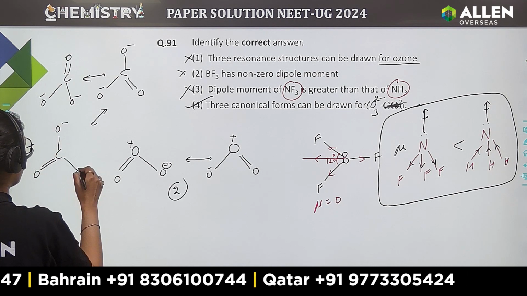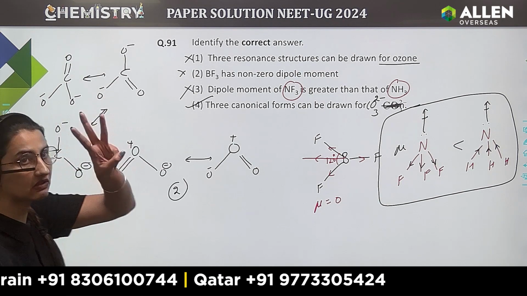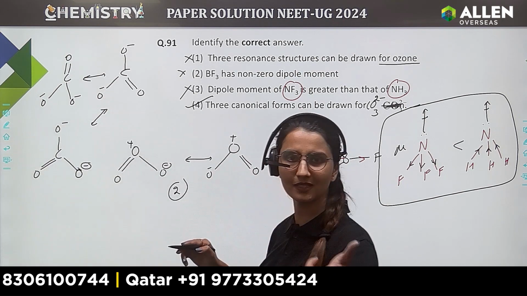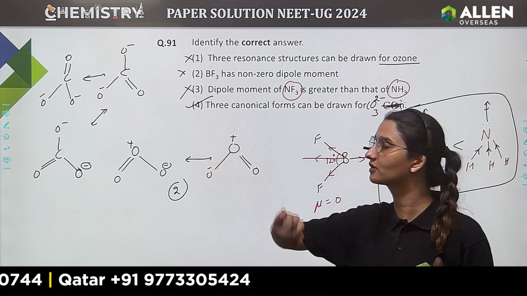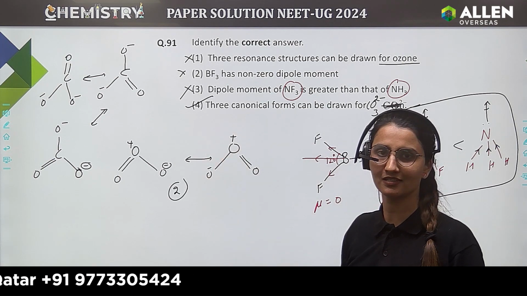So in total, how many resonating structures can we draw? 3. Only canonical means resonating structures. Only option 4 is correct. Right? Now see.